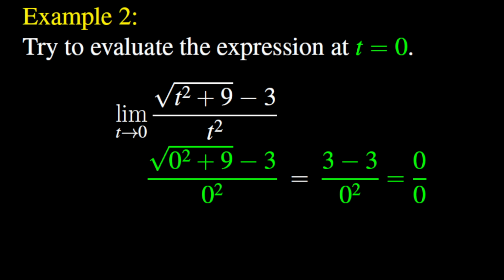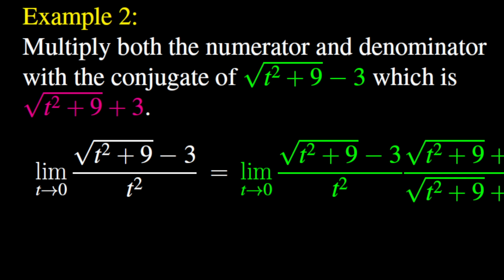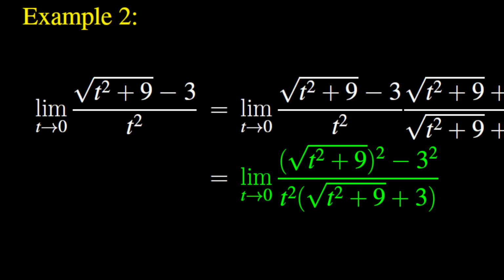In order to resolve this issue, we have to use the conjugate expression of the numerator. Then we multiply the numerator and denominator with the conjugate expression which is the square root of t square plus 9, plus 3. On the numerator, we have the square root of t square plus 9 minus 3 times its conjugate which is the square root of t square plus 9, plus 3, and on the denominator, we have t square times the square root of t square plus 9, plus 3. Consequently, the numerator becomes the square root of t square plus 9 to the power 2, minus 3 square, and the denominator remains the same.